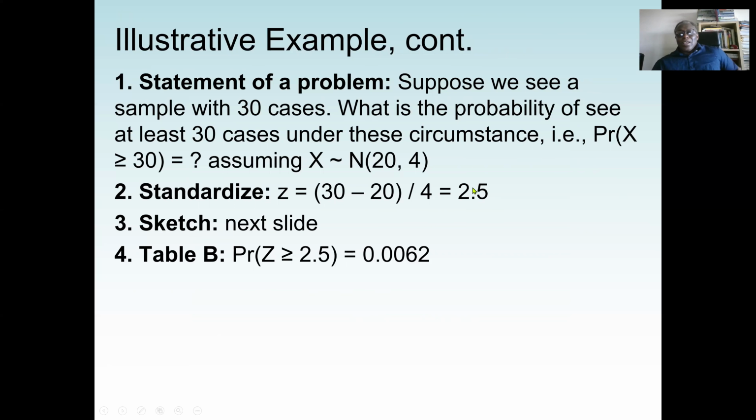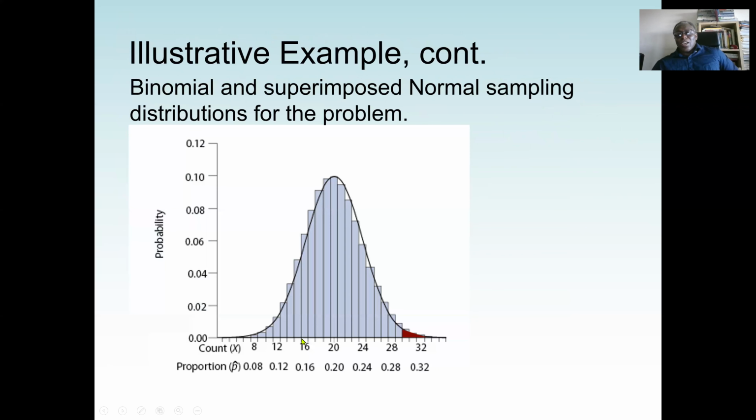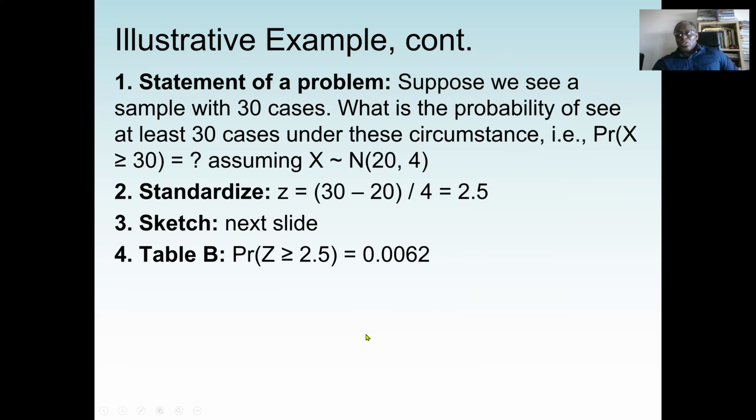Now, because we are looking for greater than or equal to 30, we shade to the right side. The answer we get from the table is from the left to the value, so whatever answer we get, we subtract from 1, and that will give us our solution. So that's why the probability is very small, 0.0062. Again, for the z of 2.5, we go to the table, it will give us some value, then we subtract it from 1 and we get 0.0062.